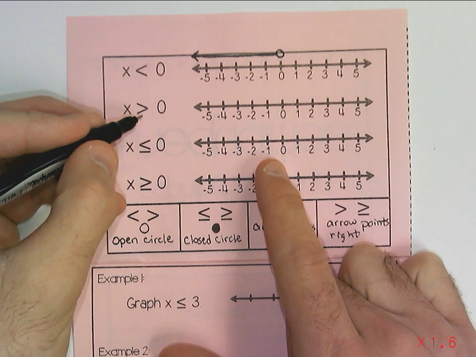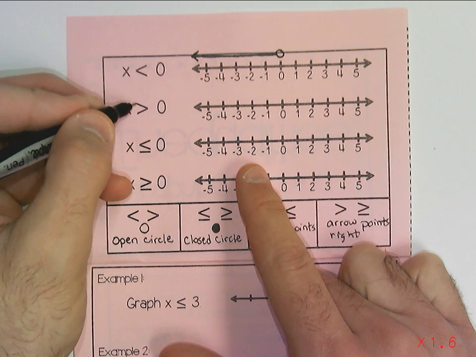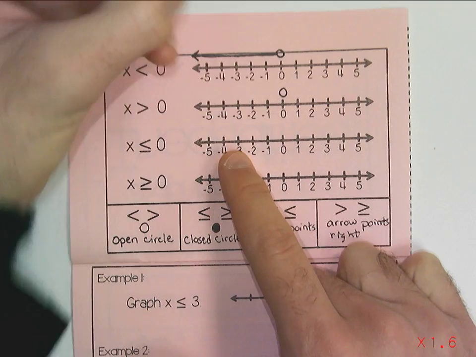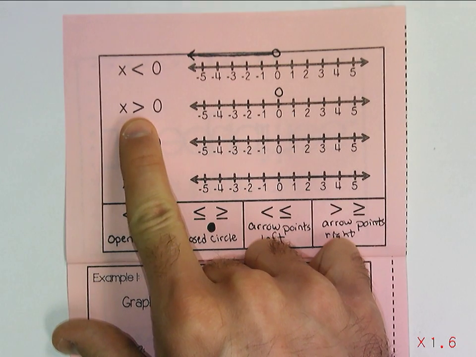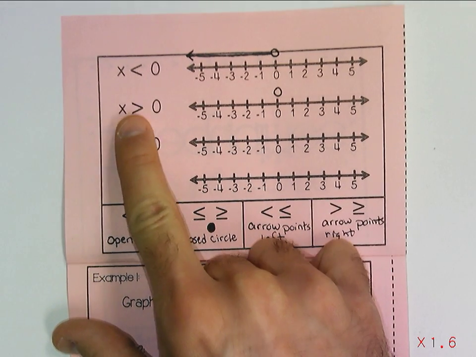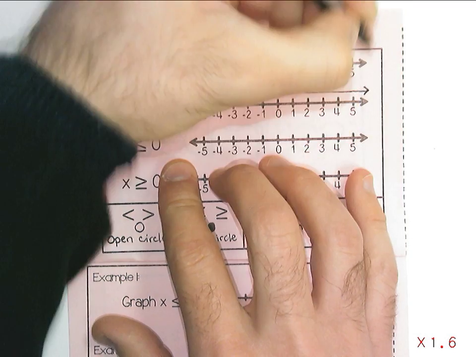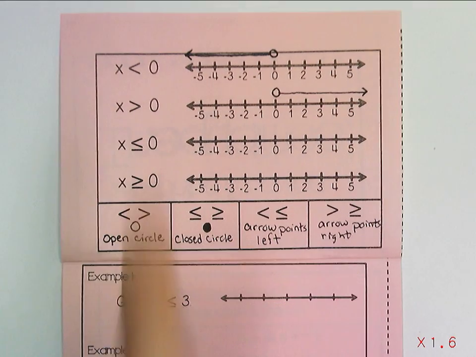So let's look at these other ones here then real quick. x is greater than 0. That's an open circle again. And our inequality symbol we can think of as an arrow, and it will point towards the bigger numbers, because anything bigger than 0 should make this true.